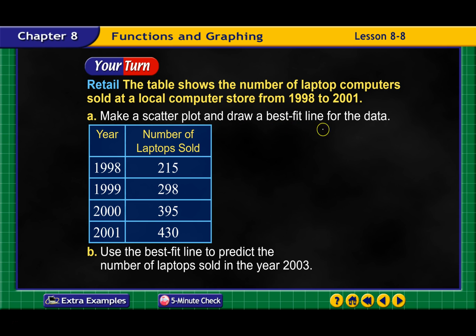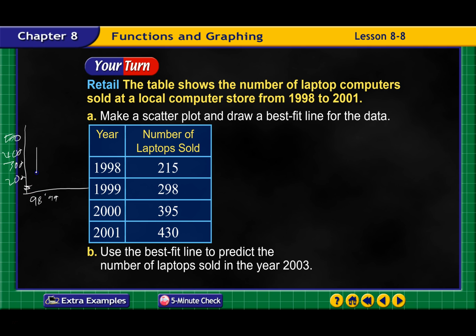All right, make a scatter plot and then draw the best fit line. So I'm going to make a rough one over here. I'm sure they're going to do a better one once we get going a little farther. So I'm just going to go 97, 98, 99, and so on. And we'll start at 200. So we'll go 200, 300, 400, 500. Looks like the size we're going to go.